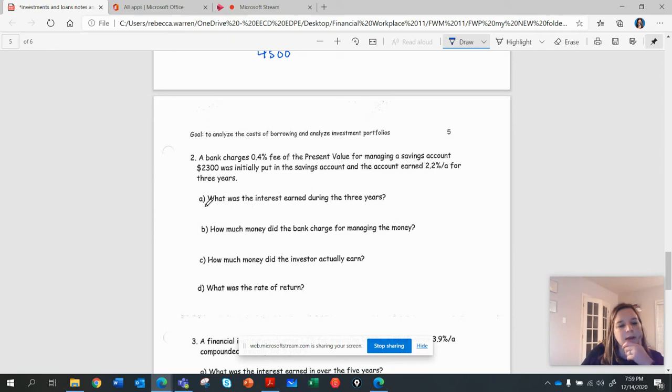So for the first question, I'll read the question first. It says a bank charges 0.4% fee for the present value for managing a savings account. 2,300 was initially put in the savings account, and the account earned 2.2% annually for 3 years. So again, nowhere does it say the word compounded. So that tells you that you're doing the simple interest formula. So for the first question here, you're just doing your I equals PRT and interest earned. So you use the rate for which you're going to earn interest. So I equals PRT times those three things together.